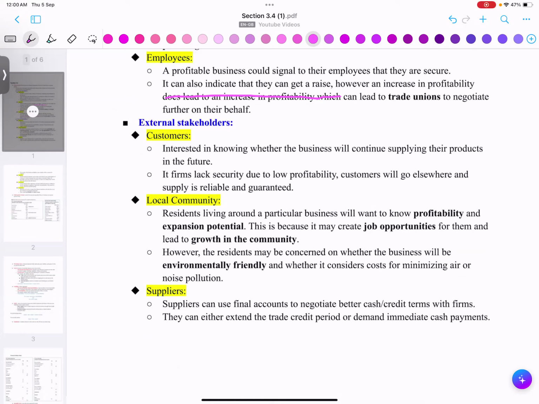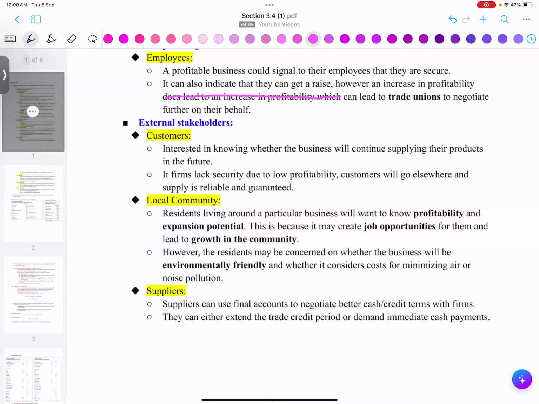Okay. Suppliers. Suppliers can use final accounts to negotiate better cash credit terms with firms. So basically, okay, the firm is doing well. The firm can afford paying us a one-time payment. They have more money now, so we can negotiate a better term with them, right? They don't have to lease them or lend them any money. Okay. Or they can extend the trade credit period.